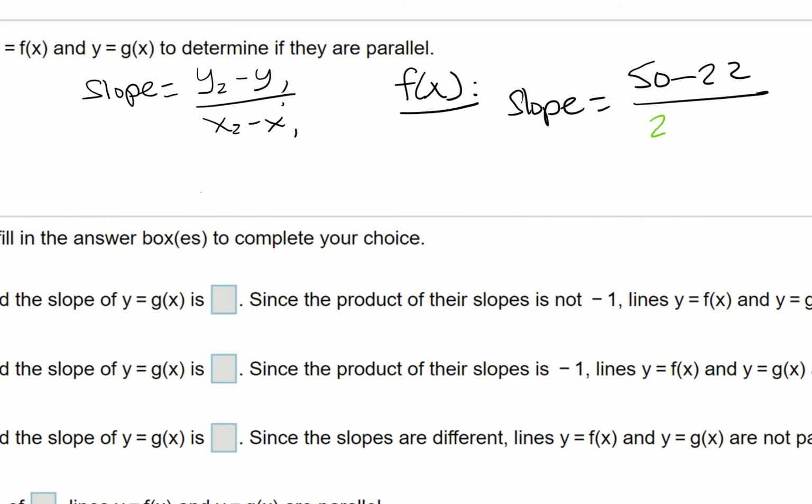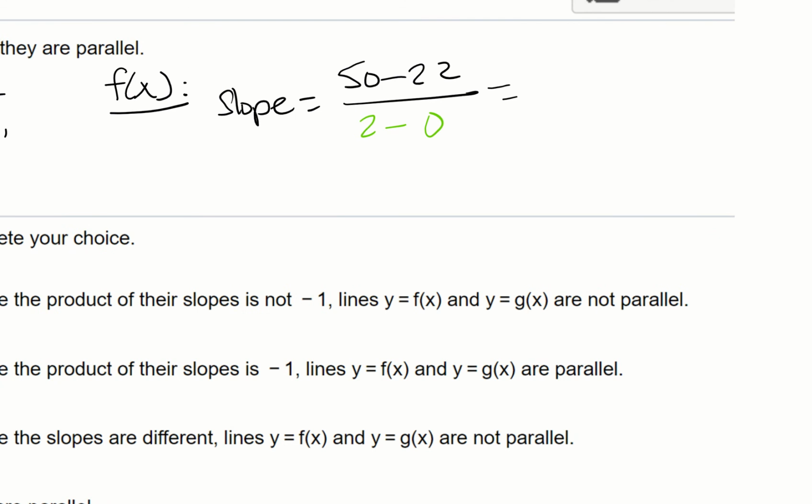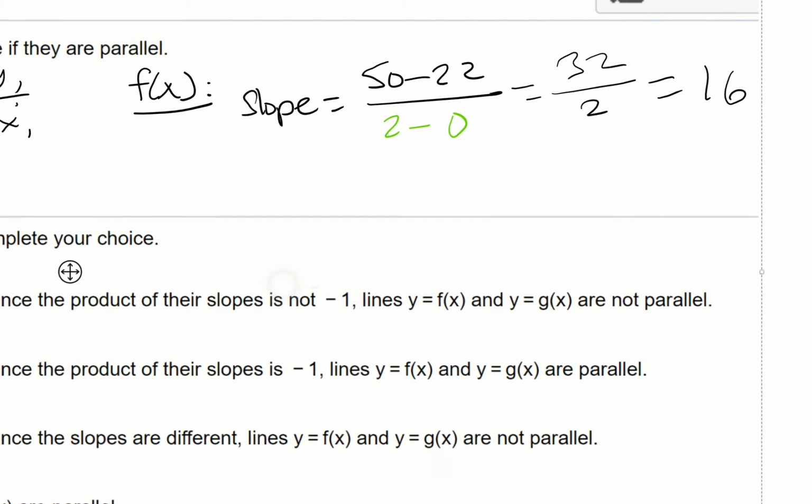So we have here 2 minus 0. So that's my x2. So 50 minus 22 is 32. 2 minus 0 is 2. 32 divided by 2 is 16. So my slope is 16 here.